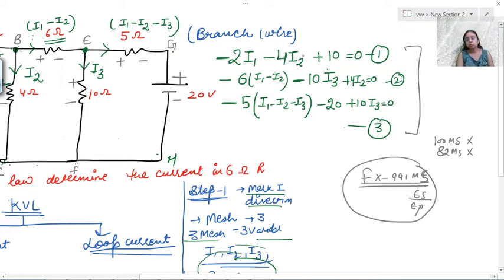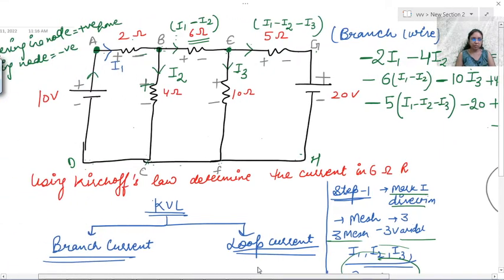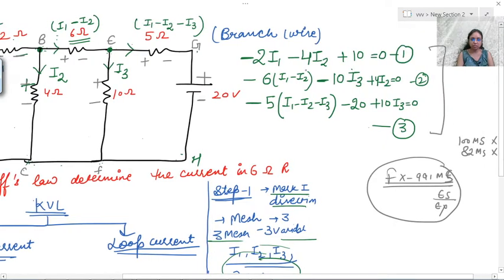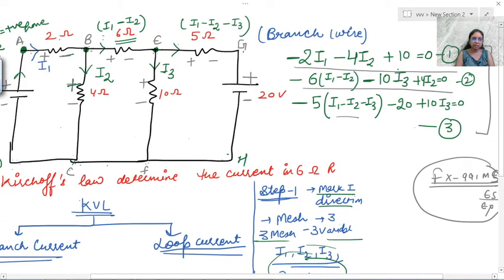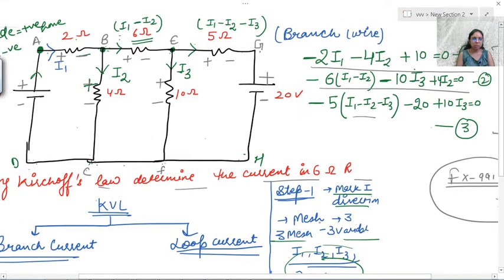So you don't need to do it manually, because now your brain needs to focus on making the equations, not on solving them. Okay, now I hope you can solve these equations. In this question they have said you have to determine the current in the 6 ohm branch. Now tell me, how much is the current flowing in the 6 ohm branch? That is I1 minus I2.